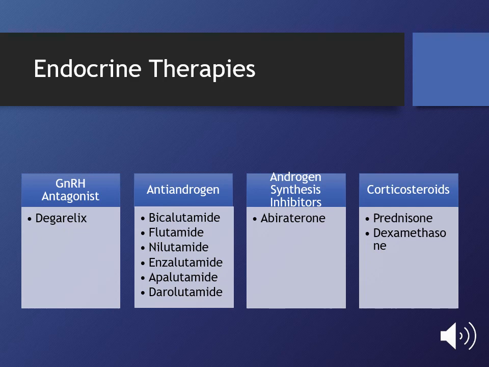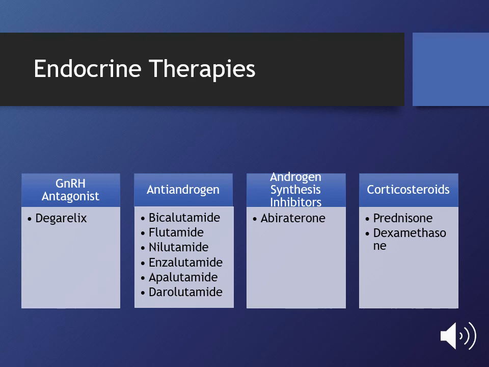Our first generation anti-androgens are bicalutamide, flutamide, and nilutamide. And then we have some newer second generation anti-androgens on the market: enzalutamide, apalutamide, and darolutamide. Abiraterone is an androgen synthesis inhibitor that inhibits enzymes expressed in testicular, adrenal, and prostatic tumor tissues. This drug also inhibits the formation of testosterone precursors.